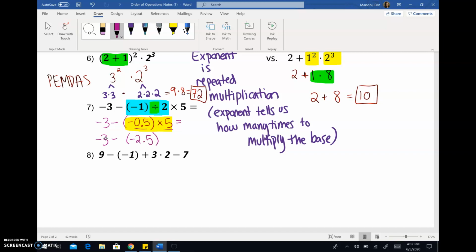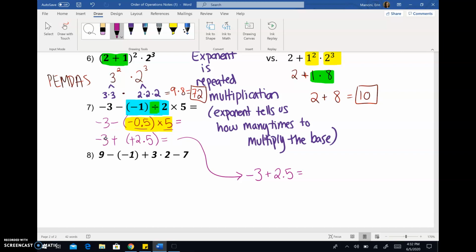Last but not least, you can then do the subtraction because you've taken care of the division and multiplication. So I have -3 minus -2.5, and I threw this in here because I want you to remember what happens when you subtract a negative. I'm going to write it down here because I'm running out of room. Remember that when you subtract a negative, it's the same thing as adding. So really what you have is -3 plus 2.5.